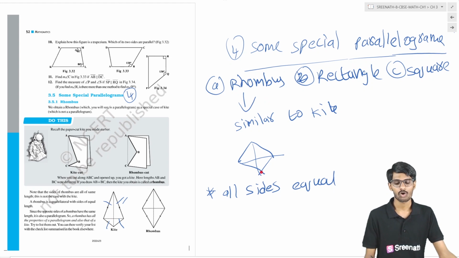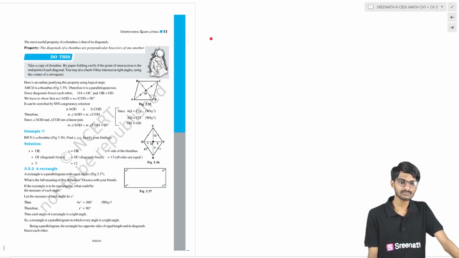Okay, basically in a rhombus all sides are equal. This is the one thing, students, and also that of a kite. Students, you can now verify your list with the checklist summarized before. In the rhombus all sides are equal, students. And one more thing we have to remember is that the diagonals of a rhombus are perpendicular bisectors of one another.